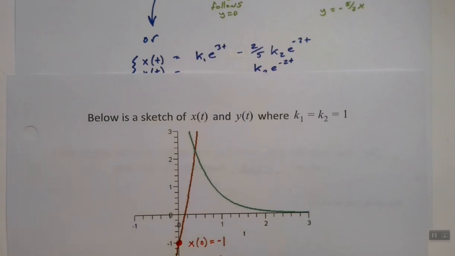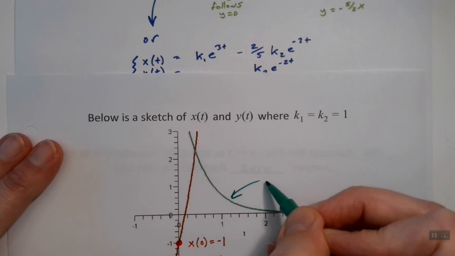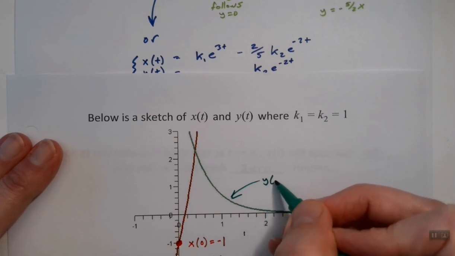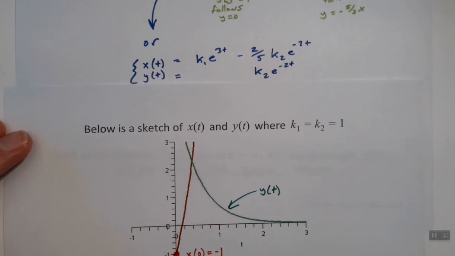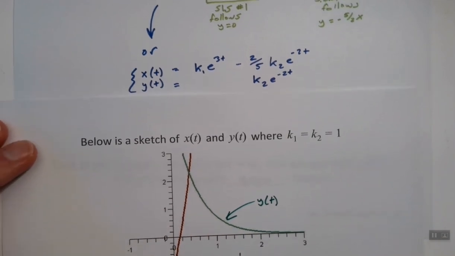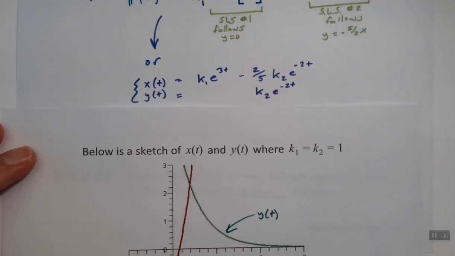And of course, the one in green over here is just constant exponential decay, and that is our y of t curve. If you wanted to see where it crosses the axis, well, it depends on where you're setting that k2 value.